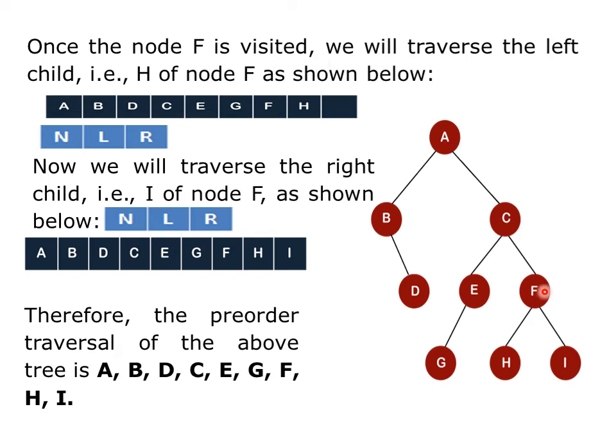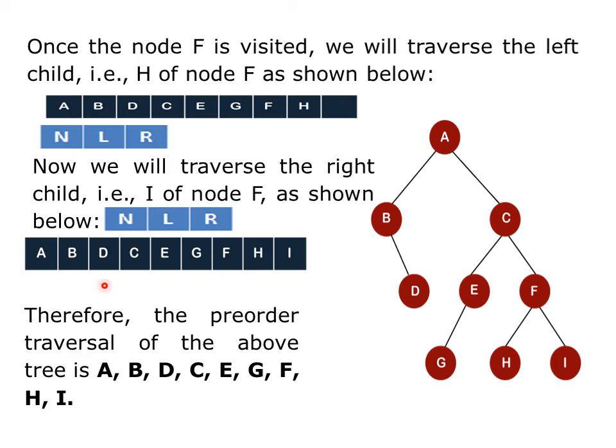Next, once the node F is visited, where will we travel? Here, after the node, what is there? Left. On the left, what is there? It is H. Therefore, once the node F is visited, we will travel to the left child, that is H of node F, as shown below. Then H will get printed. Then what is remaining? The last one is the right node. Now we will traverse the right child, that is I of node F, as shown in the figure below.